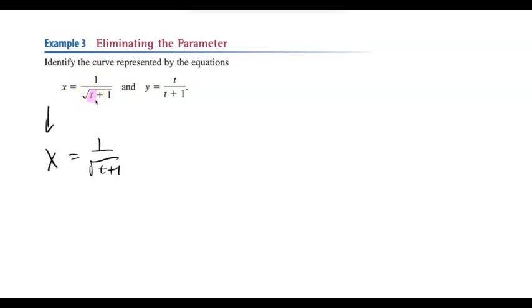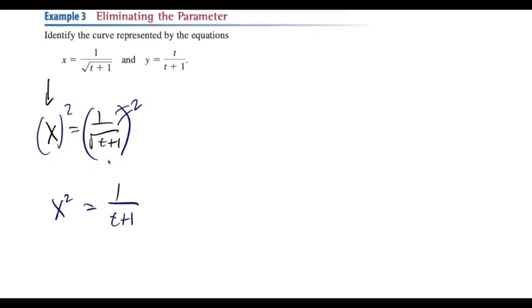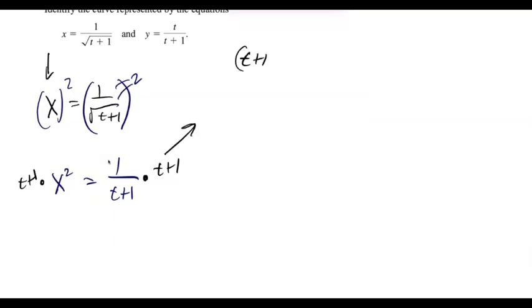The first thing I would do is get rid of the square root. Let's square both sides. So we get x squared equals 1 squared, which is 1. And the square goes to both of them, and that just becomes t plus 1. Now I would probably multiply both sides by t plus 1, because it's in the denominator and we want to get rid of it. So we're going to get t plus 1 times x squared equals 1.